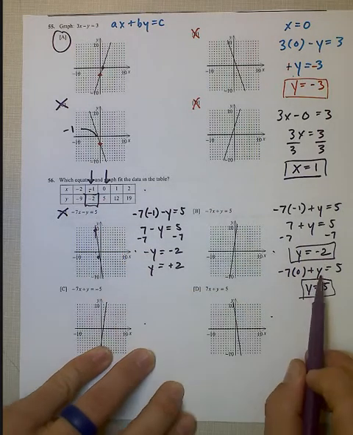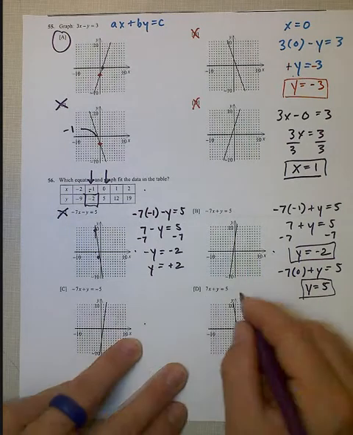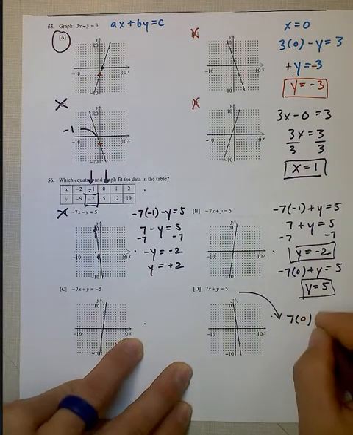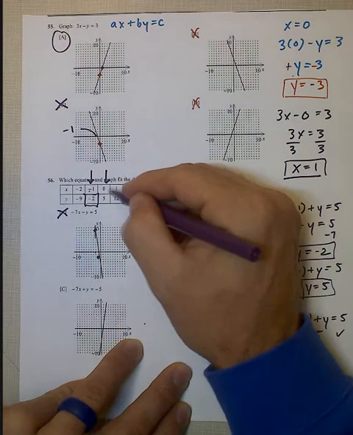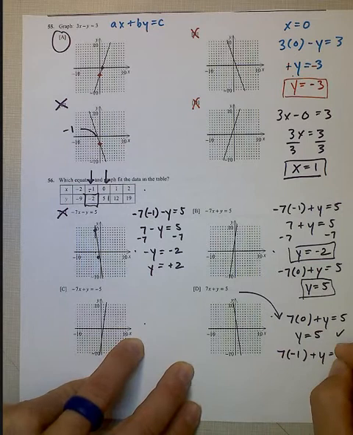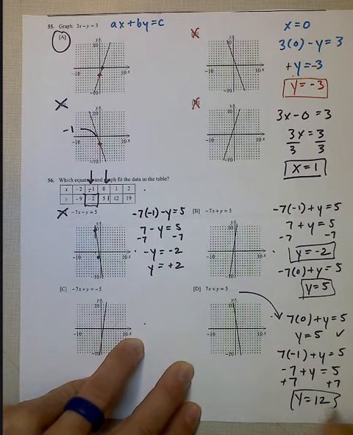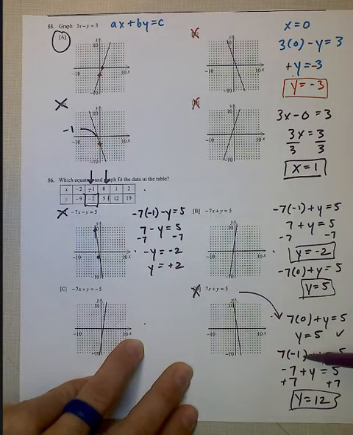And you have to be careful, because if I plug in a 0 for this answer here, if I say 7 times 0 plus y is equal to 5, I'll get y is equal to 5. That'll work here. But when I plug in the 7 times the negative 1 plus y is equal to 5, I end up with negative 7 plus y is equal to 5, add 7, y is equal to 12. That's not a fit. So in one case the y-intercept fits, but one of the x-coordinates does not.